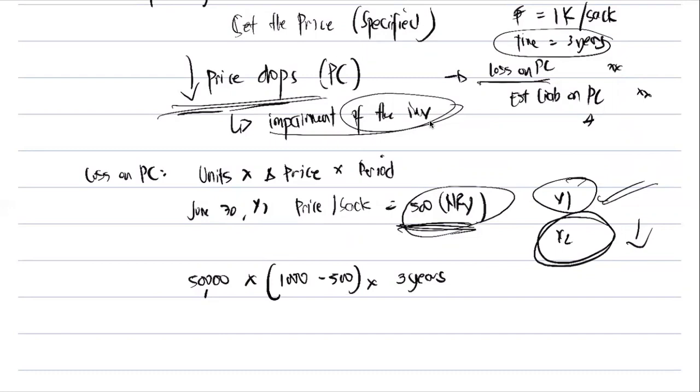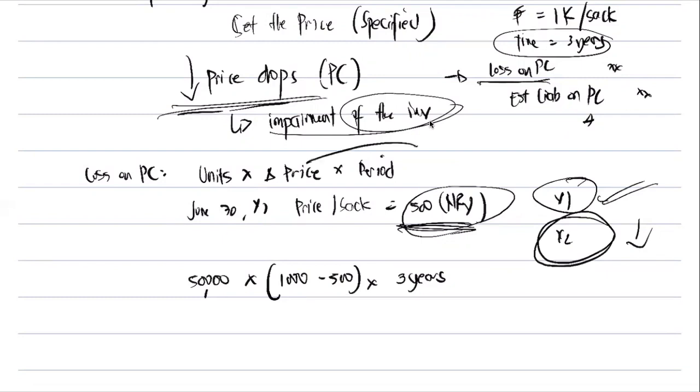So dito, in-assume natin na wala pang na-satisfy. So 3 years pa natin yan kailangan nating isettle or obligated as to that particular purchase commitment. So how do we compute? Units times change in price times period.